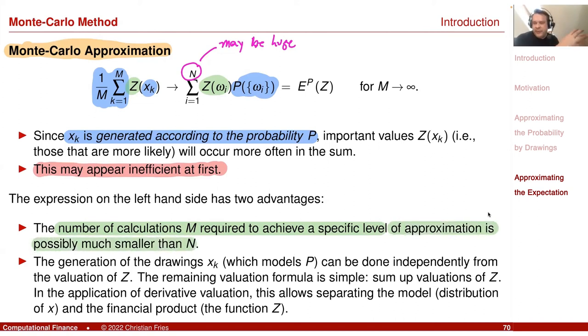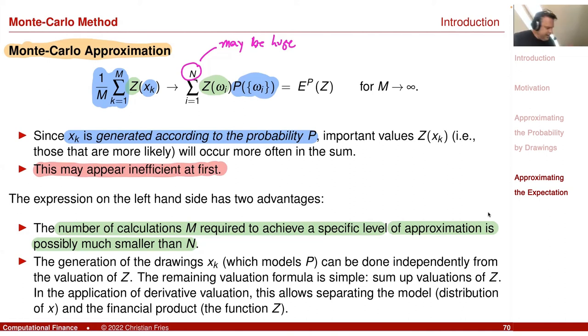My example was from a very small space with a very long sequence, but the usual application is exactly the other way around. We could use a not so large sequence, maybe 10 million numbers, on a huge space where N, the space of the omegas, is really huge, even infinite.